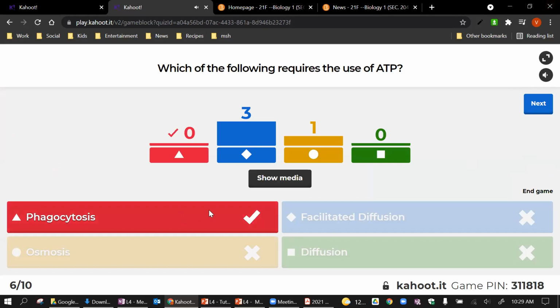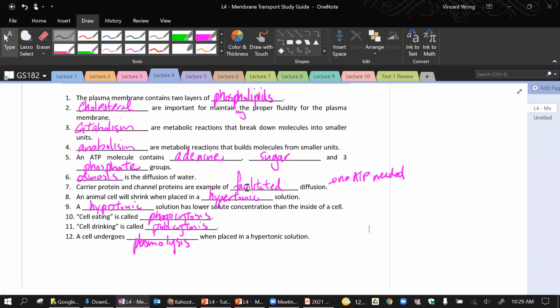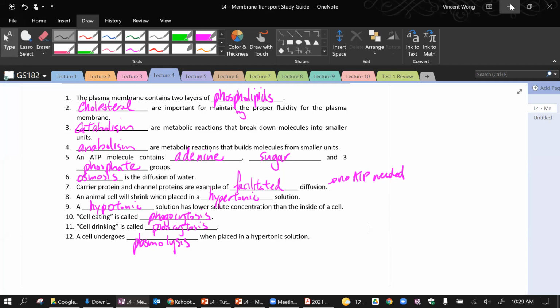Phagocytosis requires the use of ATP, right? Because it's an example of bulk transport. Facilitated diffusion, as I mentioned in the fill in the blank just now, right? You see, carrier proteins and channel proteins are examples of facilitated diffusion. No ATP is needed because all that means is the molecule cannot cross on its own, so it's going to rely on the help of carrier protein and channel protein. It just provides like a tunnel for them to go through. You don't actually need to have ATP.